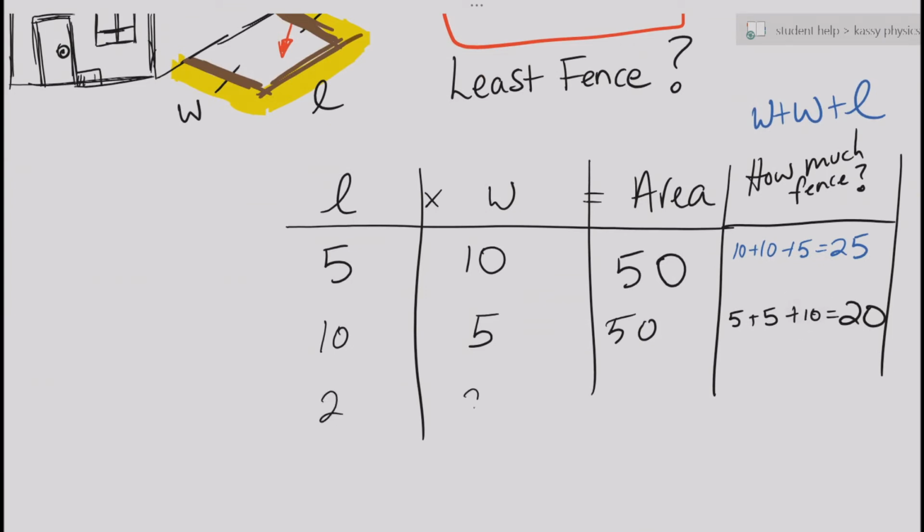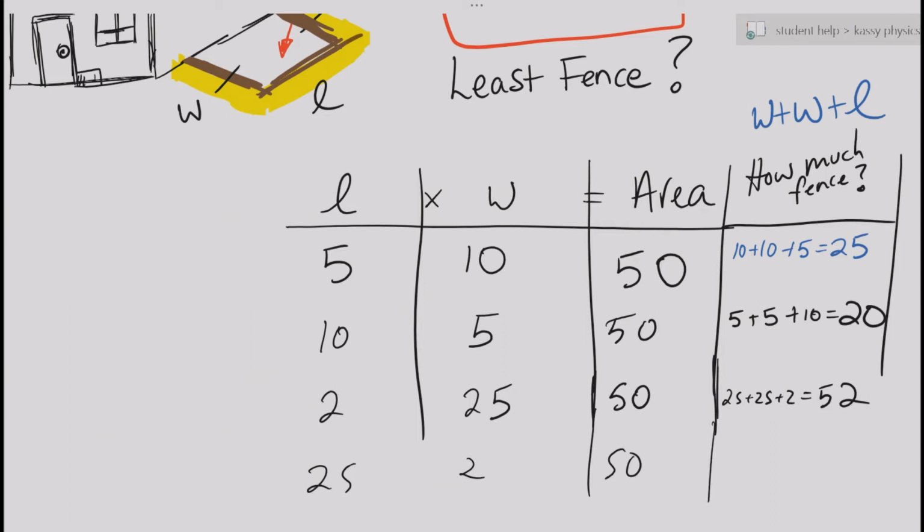What else could we do? Well, we could do 2 by 25. And 2 by 25, well, that would give us our area of 50. But that would be 25 plus 25 plus 2, which is going to be 52 feet of fence. What if we did 25 and 2? That would still give us 50. But now we would have 2 plus 2 plus 25. And that would be 27 feet of fencing.